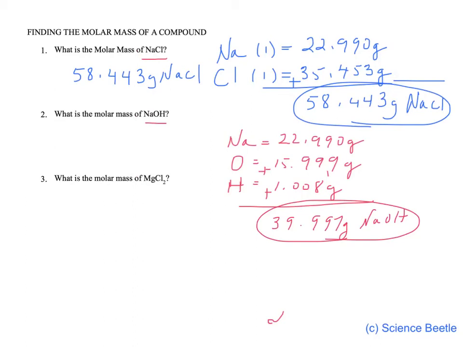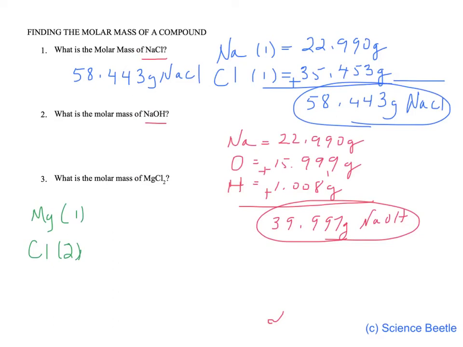Well, let's go ahead and figure that one out from the start. We know that to begin with, we've got a magnesium atom and we've got chlorine as the other atom. However, for magnesium, we've only got one, and for chlorine, we actually have 2 chlorine atoms. So we're going to have to multiply the mass of the 1 chlorine by 2 so that we can get the overall mass for all of the chlorines in the compound.